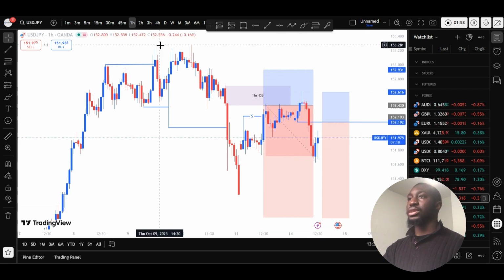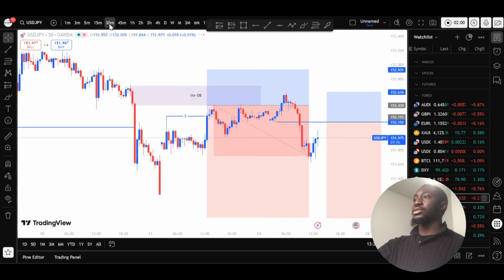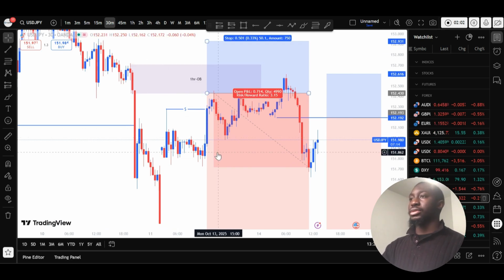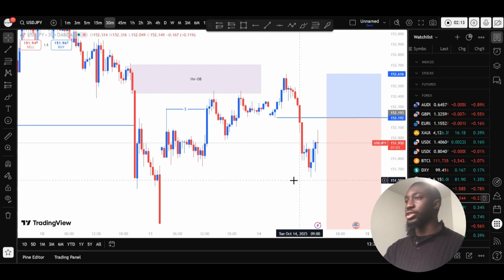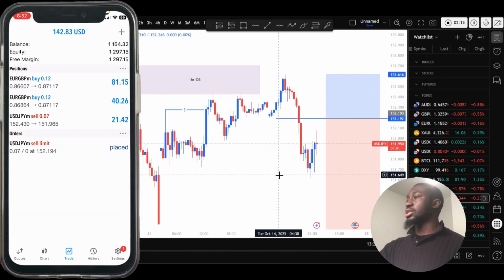And now there was another change of character. Let's go to about 30 minutes time frame. Now there was another break again, change of character, impulsively pulled back to tap in this breakout block area, and drop again. So that's why you're seeing this sell limit again.